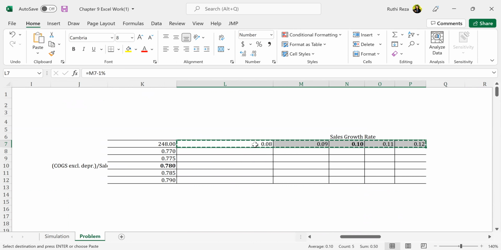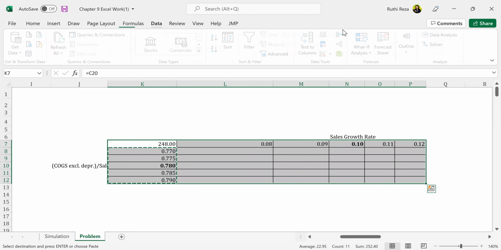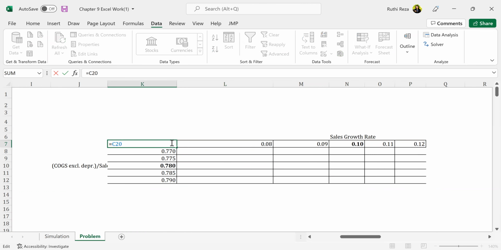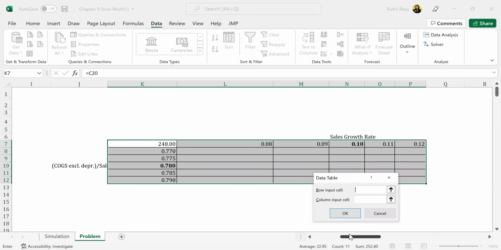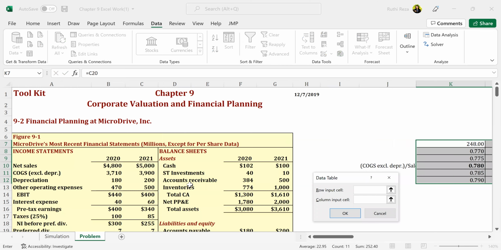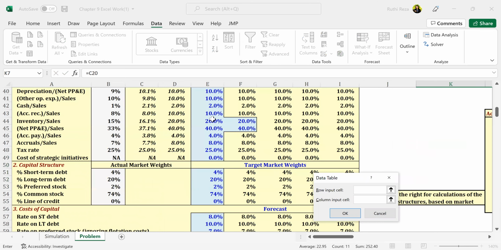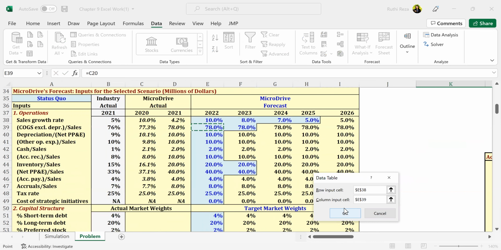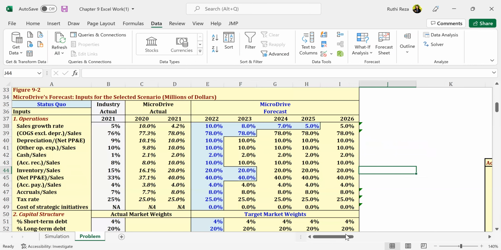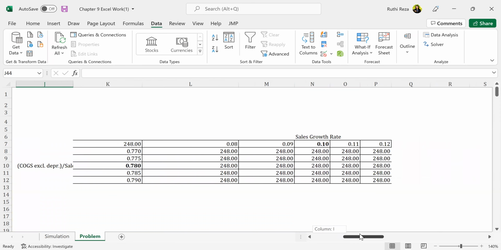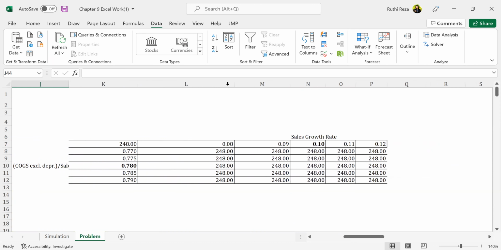Okay, copy. I'm going to make them text the same way. Copy, and I'm going to make them text. Now I'm going to try it again. So remember, this one is linked. Then this, what if analysis, data table on 10%, 78%. Hit OK. Go all the way up. All right, let me figure it out.